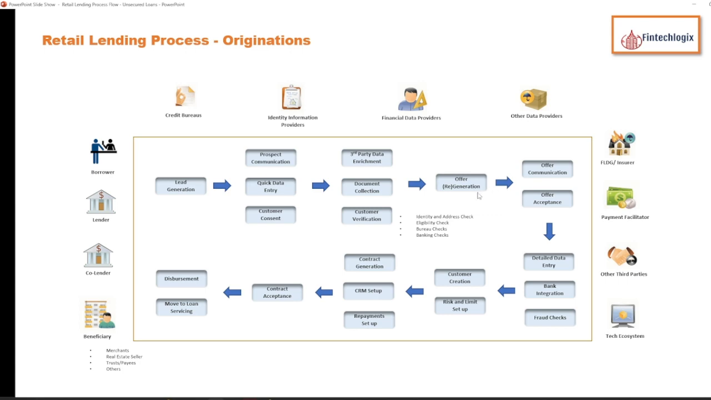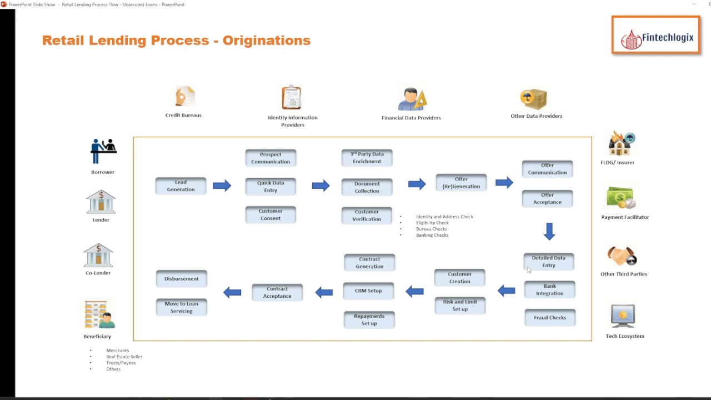This offer is being communicated to the customer based on negotiation. Sometimes we may need to do a regeneration of offer. That's what I've highlighted here, that you do offer generation and regeneration. There might be multiple times repetition here. As the offer is being accepted by the borrower, we proceed for our detailed data entry.